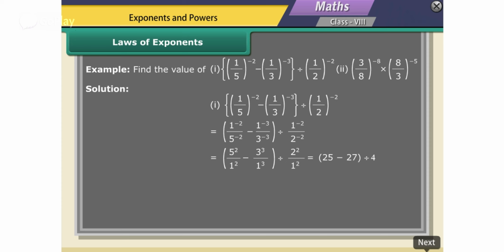That is equal to 25 minus 27 divided by 4, which equals minus 2 upon 4, which is equal to minus 1 upon 2. So (1/5)^(-2) minus (1/3)^(-3) divided by (1/2)^(-2) is equal to minus 1 upon 2.